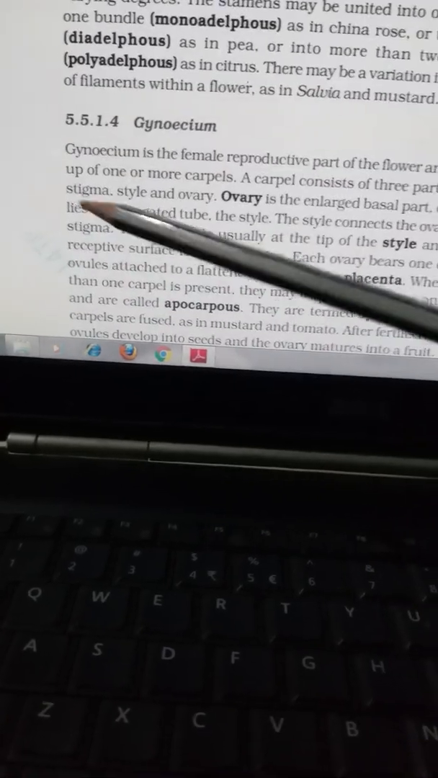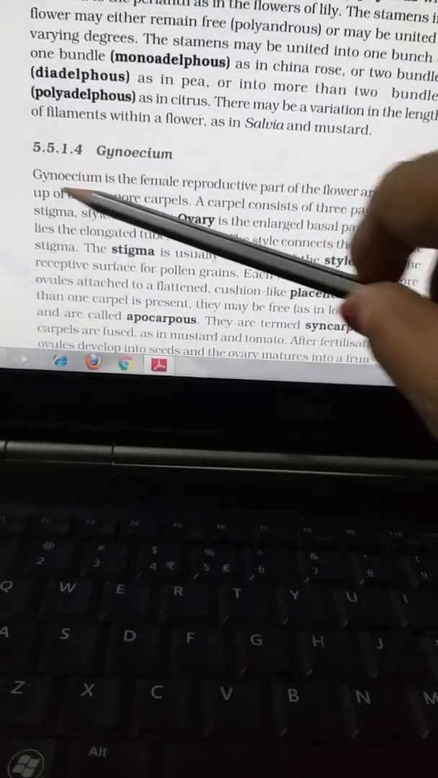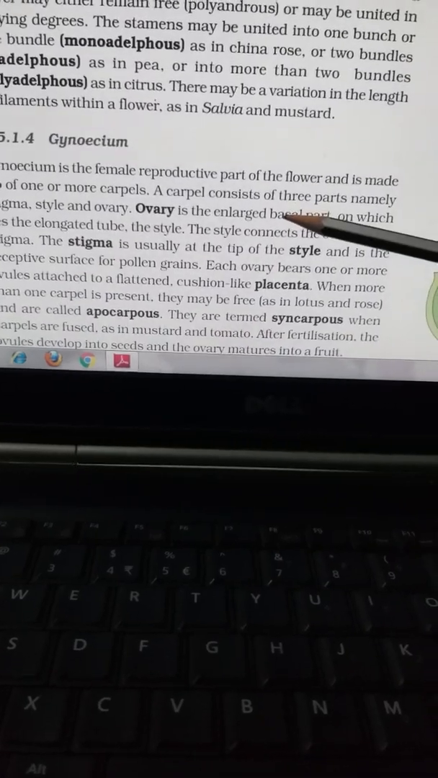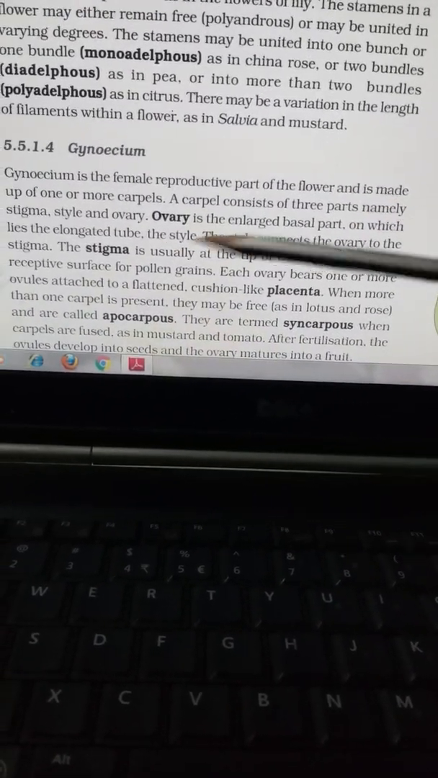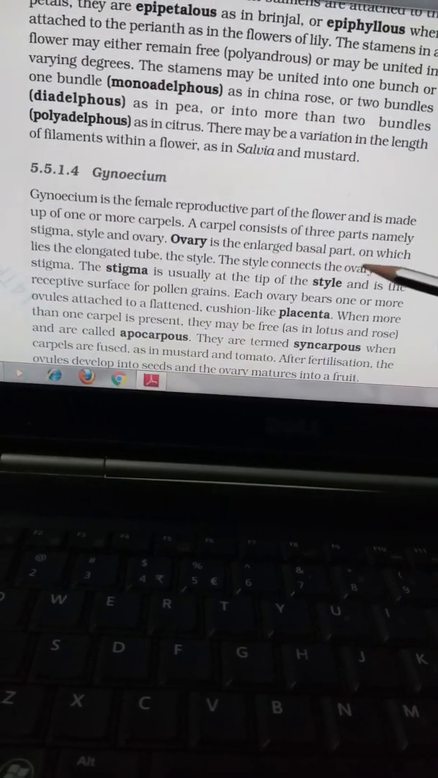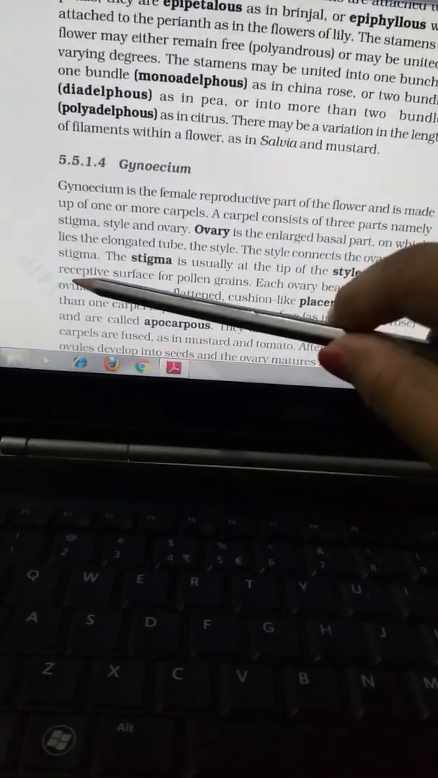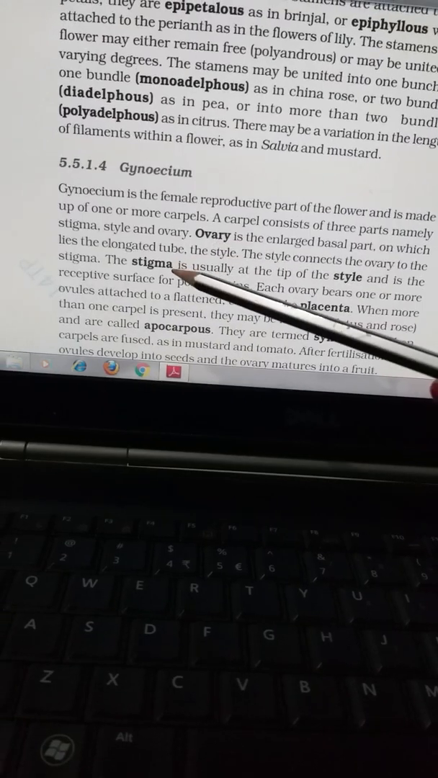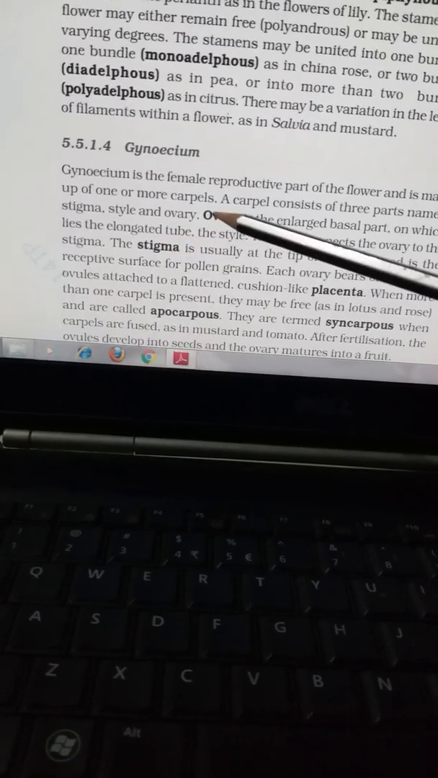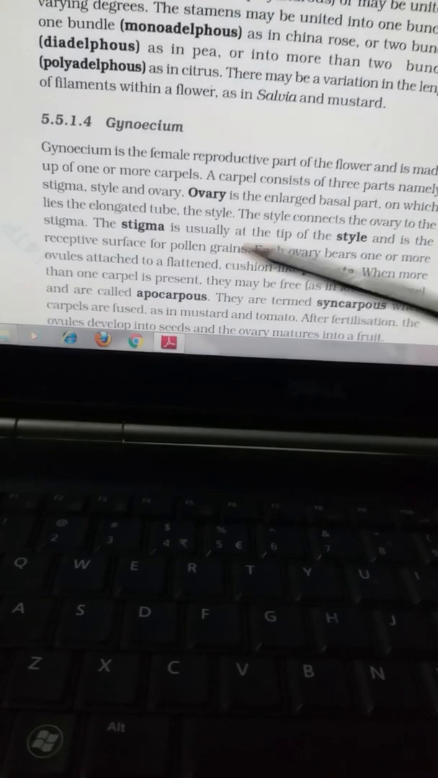Now what is gynoecium? Gynoecium is basically the female reproductive part of a flower and is made up of one or more carpels. What is a carpel? Again, the carpel is the female reproductive unit, and it mainly consists of three parts, namely the stigma, style, and the ovary. What is the ovary? The ovary is the enlarged basal part, on an elongated tube known as the style, and the style connects the ovary to the stigma. Stigma is the outer end, and ovary is the inner end, and connecting the stigma and the ovary is the style. The stigma is the receptive surface for the pollen grains.